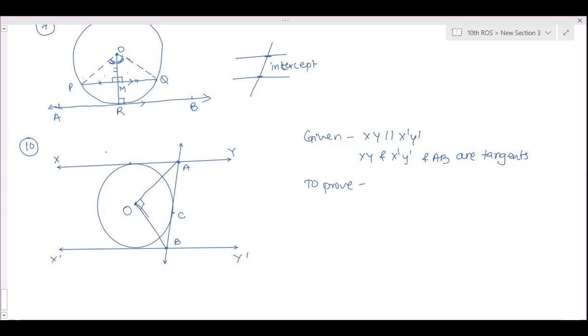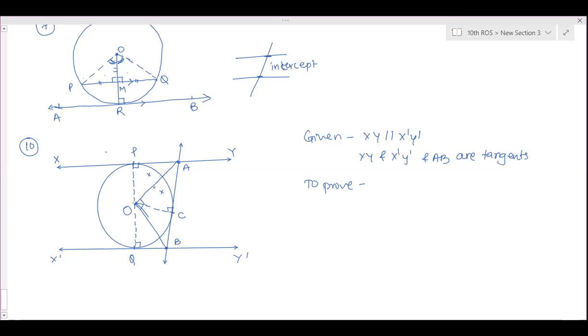For that, we have to take point P and point Q and join them. It will pass through the center. Join OC also. This is 90, this is 90, this is 90. All these are radii at the point of contact. Now we have to prove triangle POA and triangle AOC congruent.